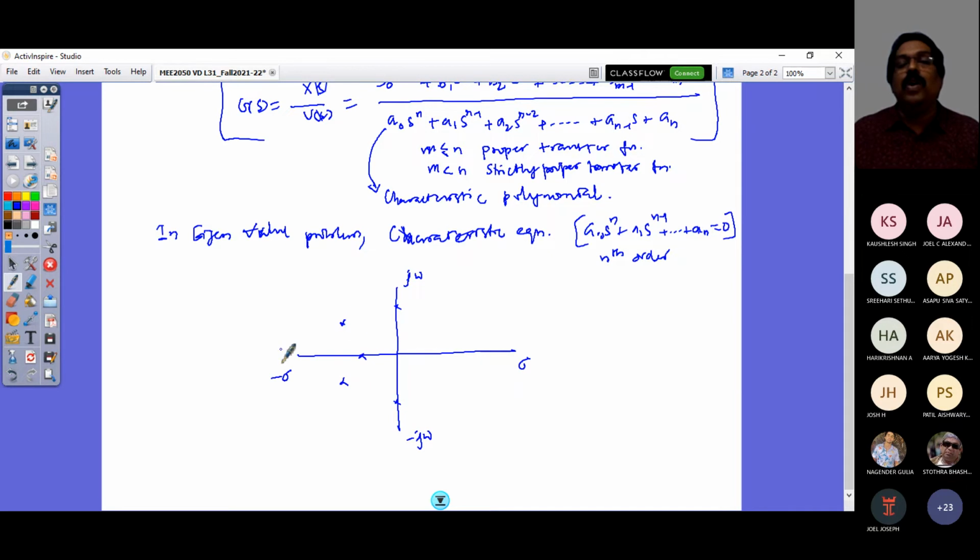If all my roots lie on the left half plane, this is the left half plane, and this is the right half plane. In the right half plane, I will have either real roots alone or roots that have both a real part and j omega. So a positive real part of the root ensures an unstable state.